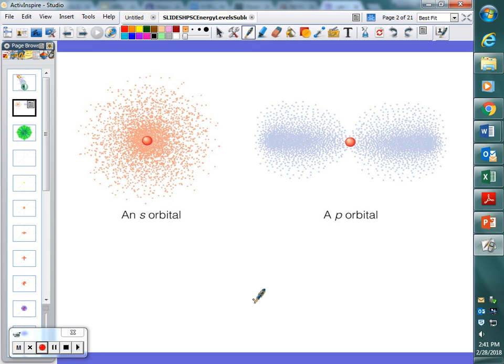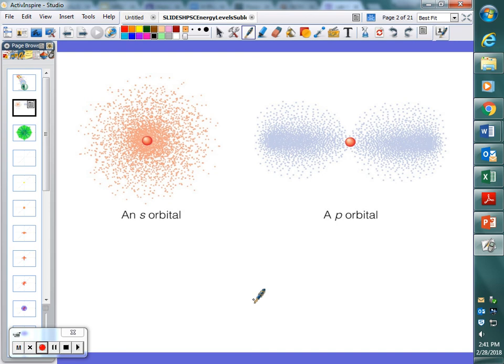All right, up on the board are pictures of two orbitals. Yesterday we introduced the concept of an orbital. An orbital is a place where there's a high probability of finding electrons. So an orbital is a space with a high probability of finding electrons. Meaning on this picture, where the dots are real close together, that's an orbital.